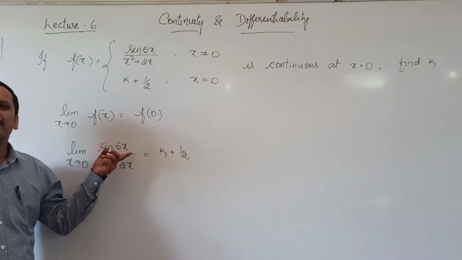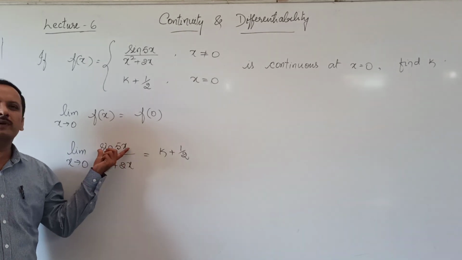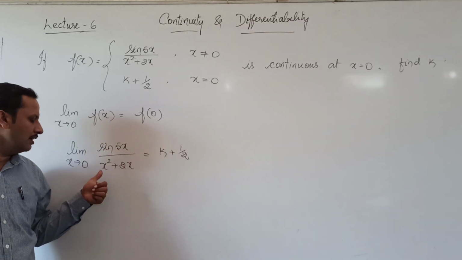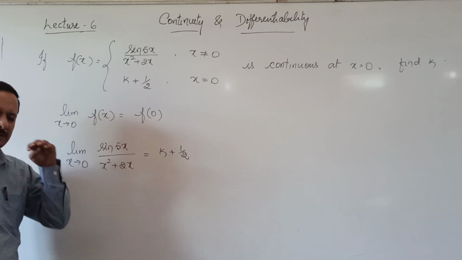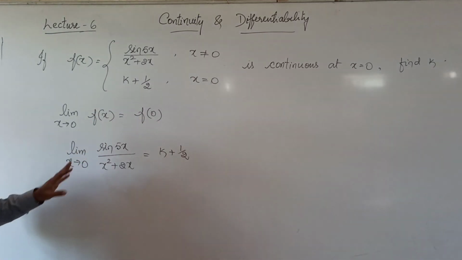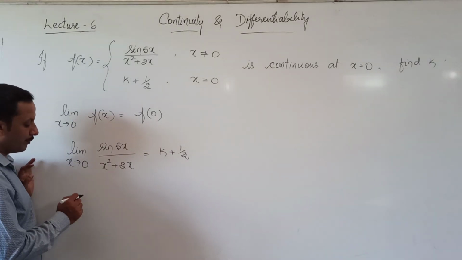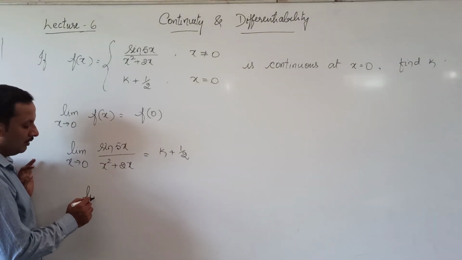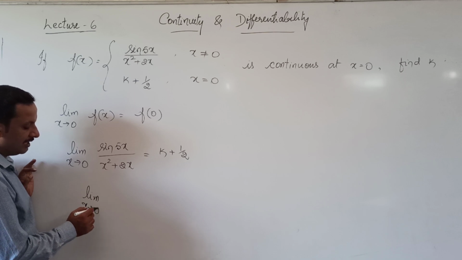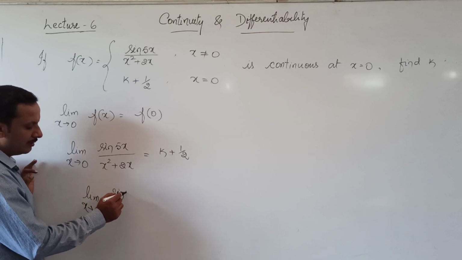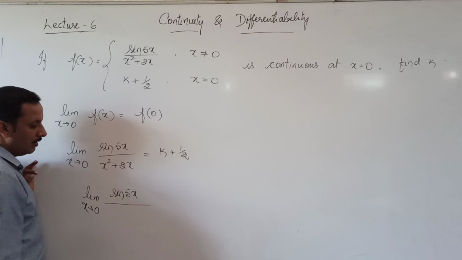If we directly apply the limit as x tends to 0, in the numerator we get sin 0, which is 0. In the denominator 0 plus 0, that is also 0. 0 by 0, an indeterminate form. Okay. So now, if you directly apply the limit, we are going to get indeterminate form 0 by 0.